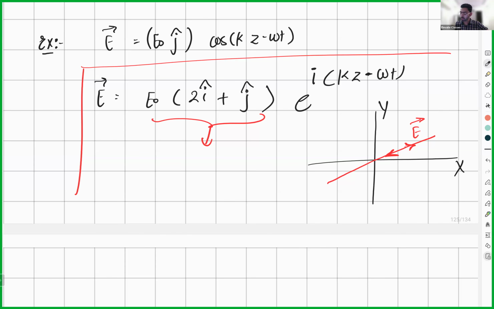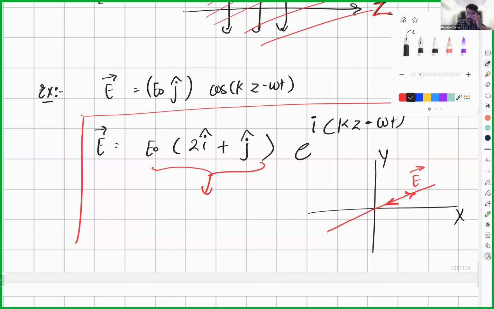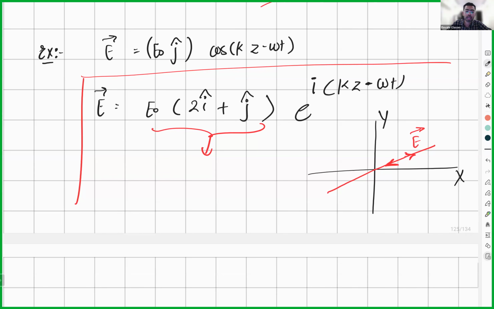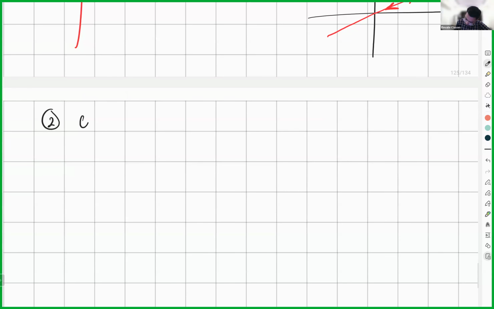Now we also have some other kind of polarizations called the circularly polarized light and elliptically polarized light. So let us move on to that one. The second is circularly polarized light, or CPL.